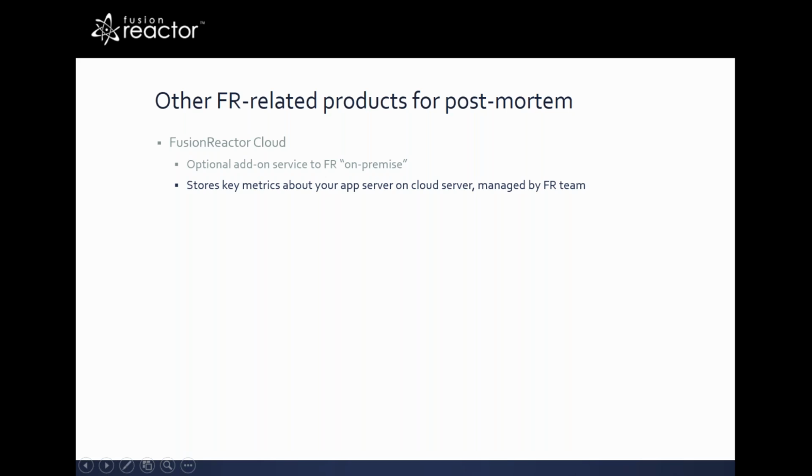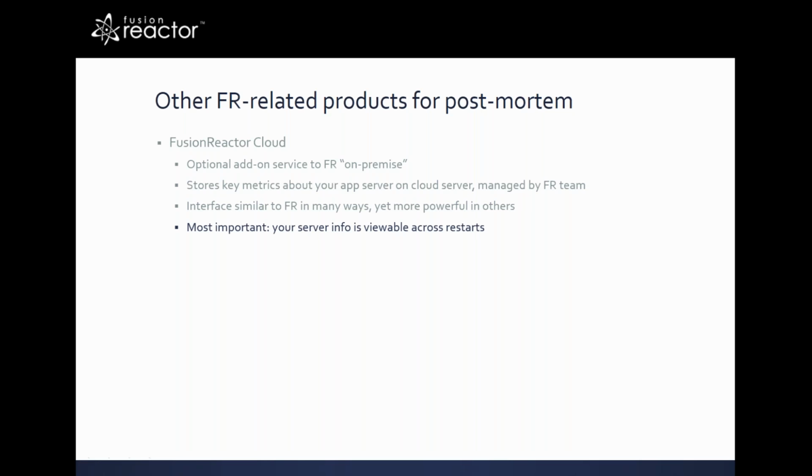FusionReactor Cloud sends key metrics about your application server, like long-running requests, long-running queries, spots where memory's high, CPU's high in the CF or Lucee or Tomcat or whatever Java application server instance. The point is those key metrics are sent up to a cloud server that's managed not by you but by the FusionReactor team. You just get the account and connect your local FusionReactor to your cloud account, and it sends that information up on intervals that are optimized and not negatively impacting your server. And it provides an interface that's similar to FusionReactor in many ways, but also more powerful in others.